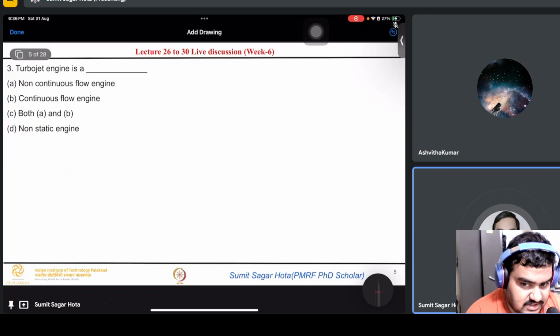Next is turbojet engine is a dash, say what? Continuous. Okay, it's having a continuous flow regime or it's a continuous flow engine.